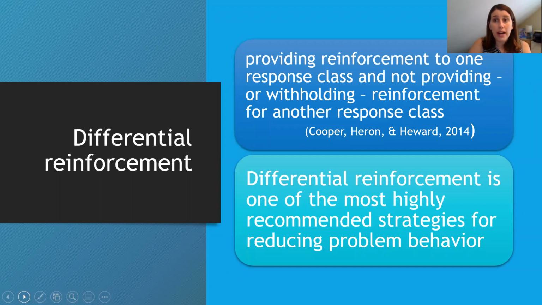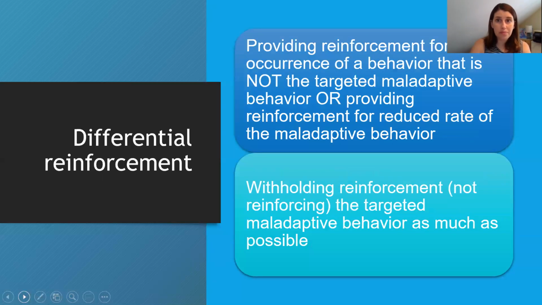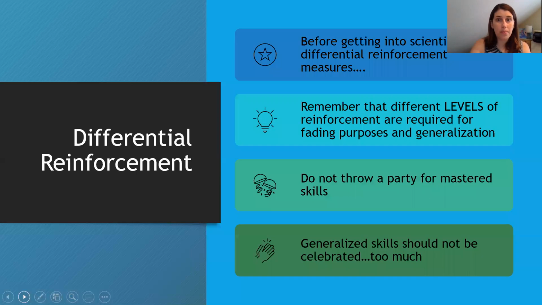Differential reinforcement is providing reinforcement to one response class and withholding reinforcement from another response class. It's one of the most highly recommended strategies for reducing problem behavior. It involves providing reinforcement for the occurrence of a behavior that is not the targeted maladaptive behavior, or providing reinforcement for reduced rates of the maladaptive behavior, while withholding reinforcement for the targeted behavior as much as possible.